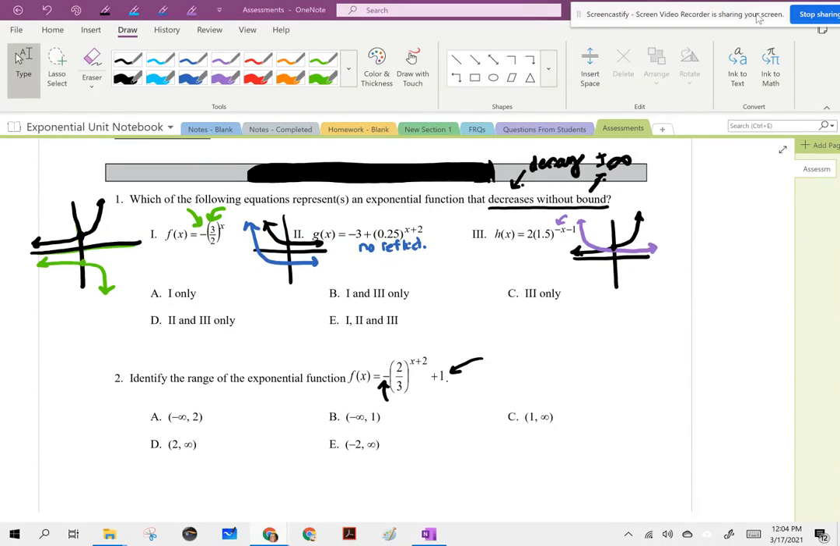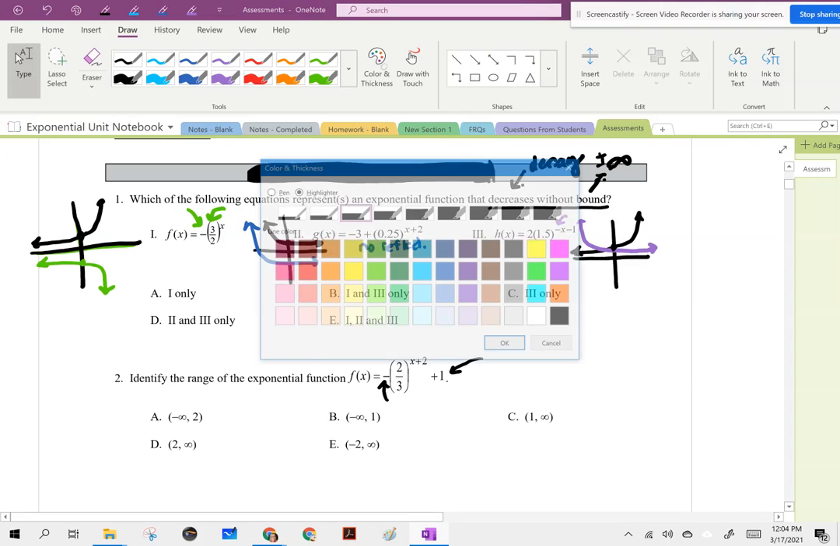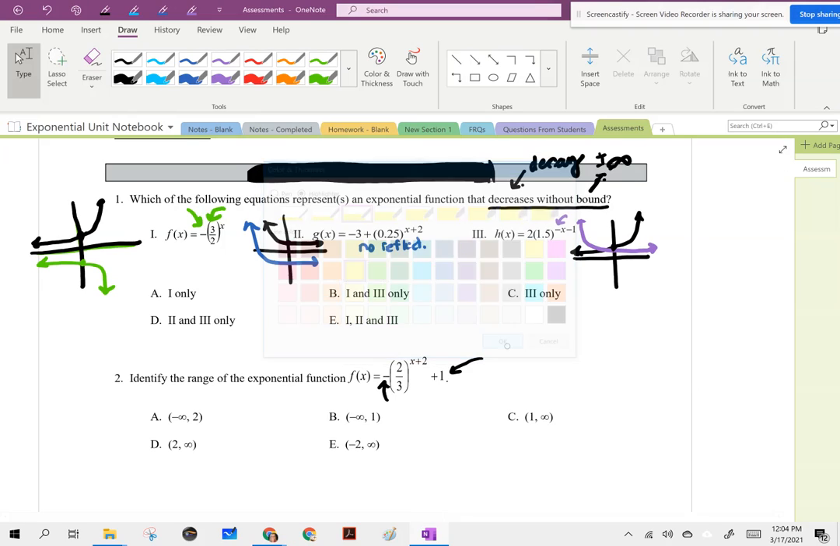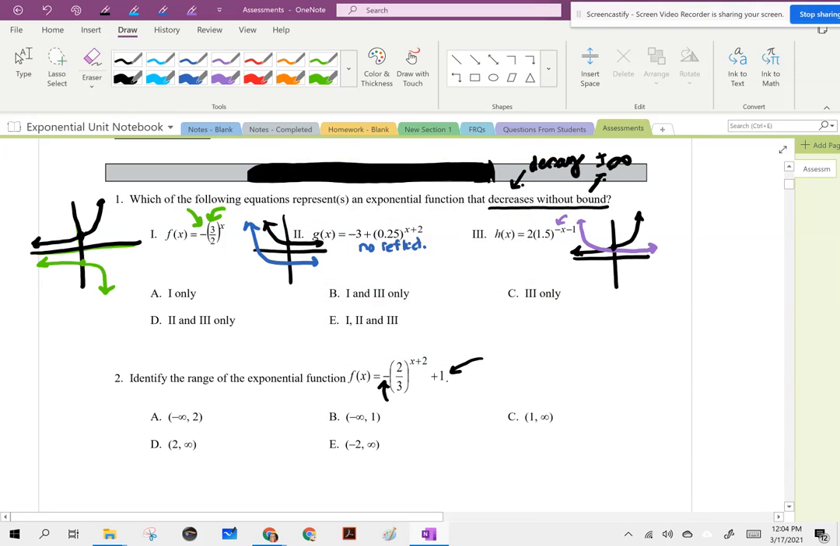Okay, so we're just going to take a look at number 1. It says, which of the following equations represents an exponential function that decreases without bound? One of the things that I always encourage you guys to do is to mark up keywords when it comes to a question. Which of the following equations represents an exponential function that decreases, which you should interpret to mean decay, and then without bound, meaning that it's not going to be approaching a number.